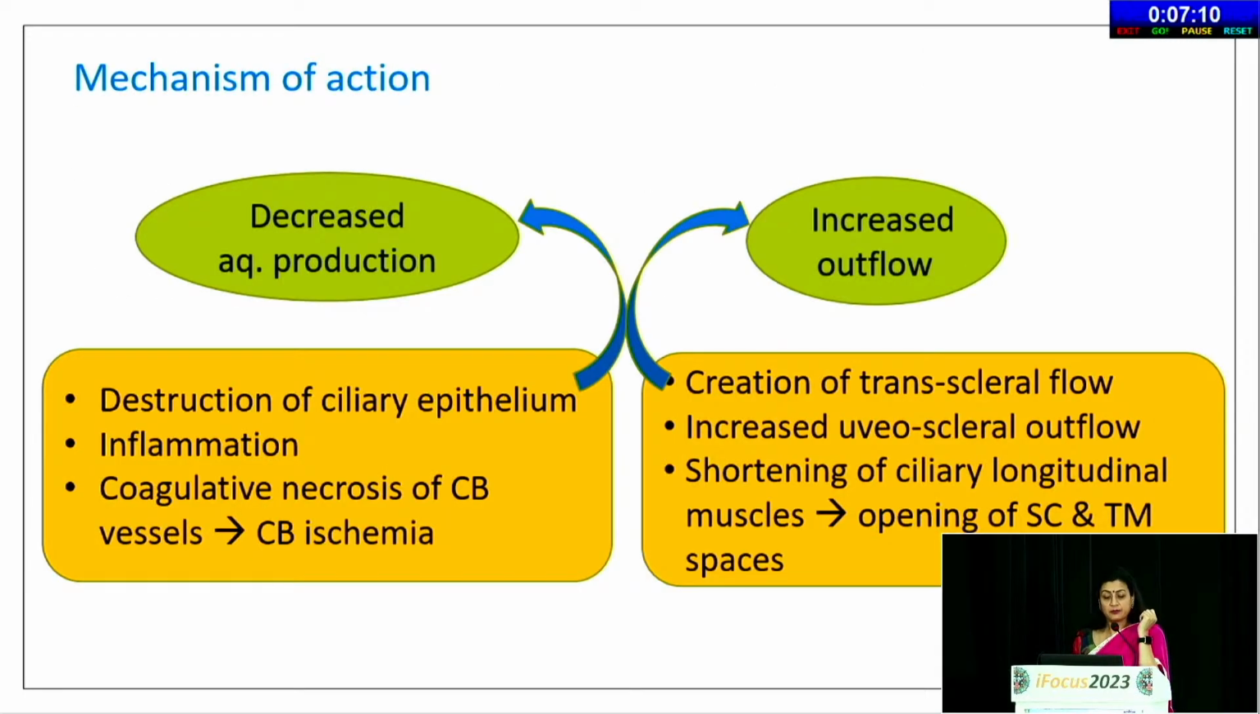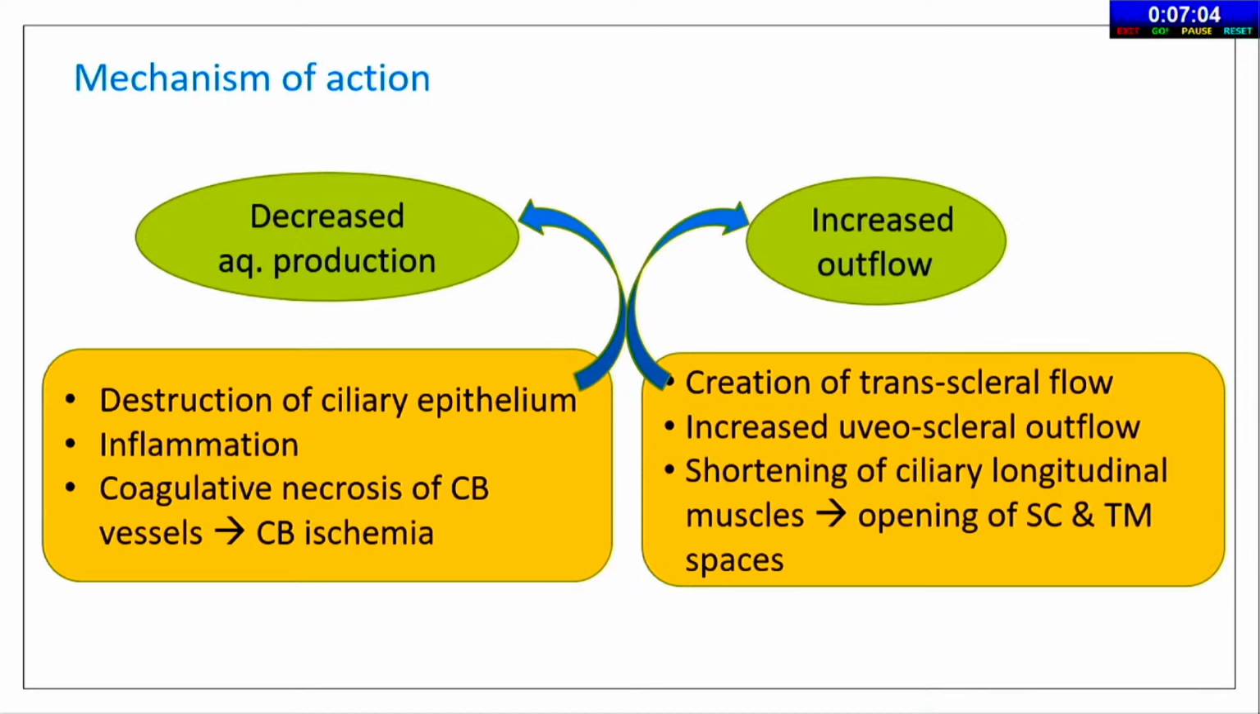What is the mechanism of action of cyclophotocoagulation? Of course, as the name suggests, you are basically photocoagulating the ciliary body. So direct destruction of the ciliary epithelium, inflammation, and ciliary body ischemia because of damage to the vessels can all lead to decreased aqueous production. And there can be increased outflow either transsclerally, uveoscleral, or through the conventional pathway also.